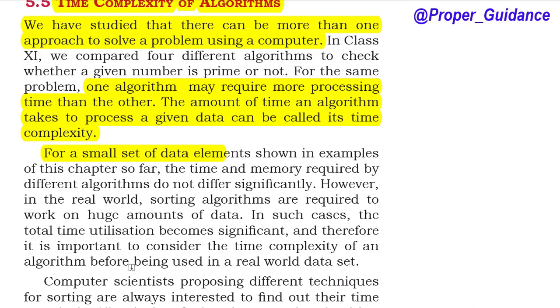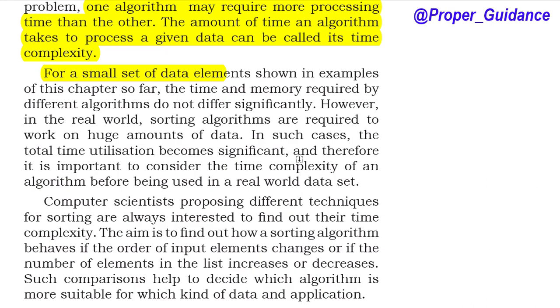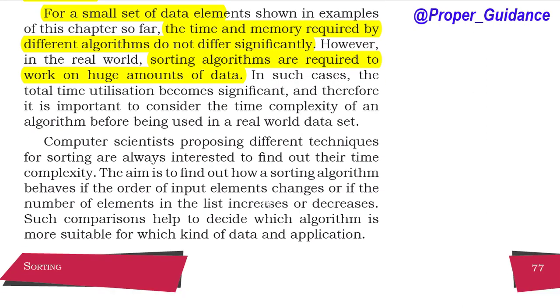The amount of time an algorithm takes to process given data can be called its time complexity. For the small sets of data elements shown in the examples of this chapter so far, the time and memory required by different algorithms do not differ significantly. However, in the real world, sorting algorithms are required to work on huge amounts of data. In such cases, the total time utilization becomes significant, right?